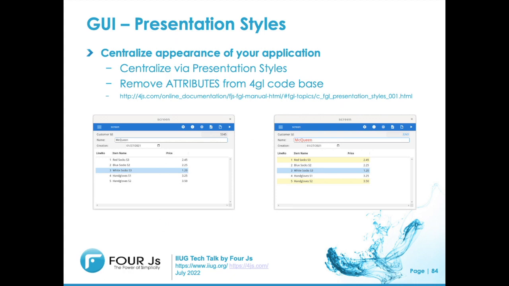Another concept you have when you go to GUI is the concept of presentation styles. So you centralize the appearance of your application via presentation style. What this means is that you typically remove a lot of attributes from your 4GL code base. So those display attributes, red or open window attributes, bold, dim, etc. Those can hopefully all be removed from your code and you can centralize the appearance with presentation styles. The advantage being with centralized presentation styles is that you can make a change in one place and have that be reflected throughout your application.